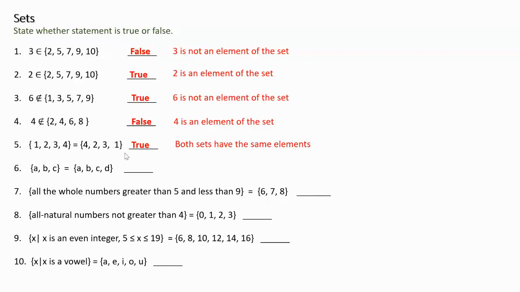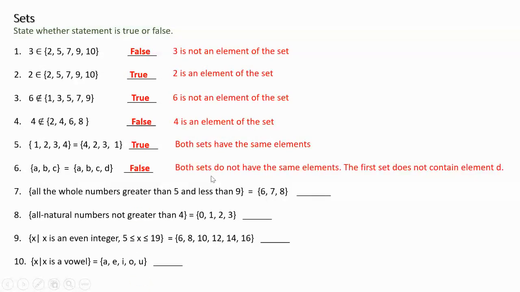Look at number 6. The set containing elements A, B, and C is equal to the set containing the elements A, B, C, and D. That's false because the first set does not contain the element D.